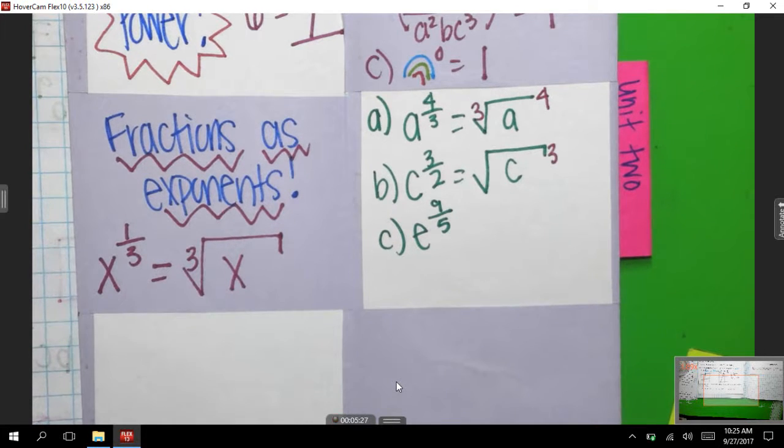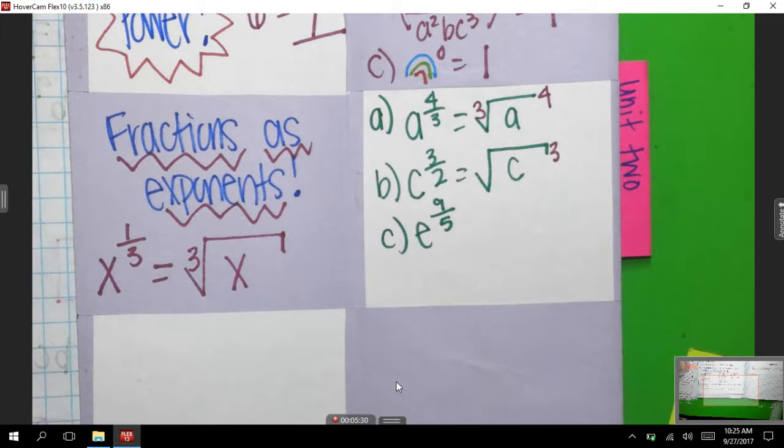Wait, so the denominator always goes in the mullet? The denominator always goes in the mullet.